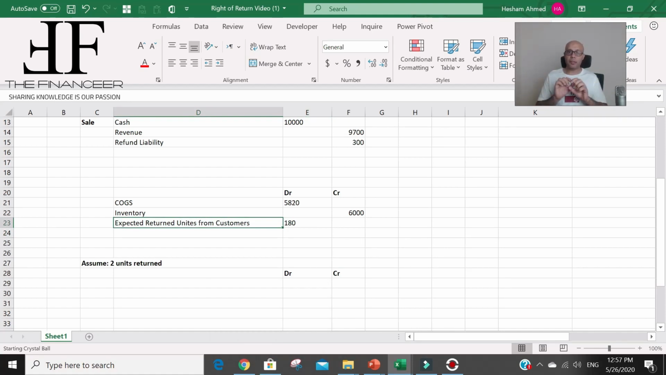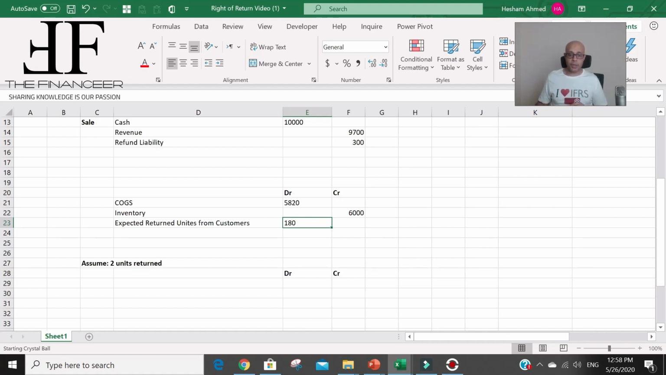This is a newly identified asset that you have to create an account for in the GL, in the chart of accounts. So you need to recognize 180 today as a debit value in these assets, and this will be one of the current assets that you are going to recognize in the balance sheet as a result of applying IFRS 15.